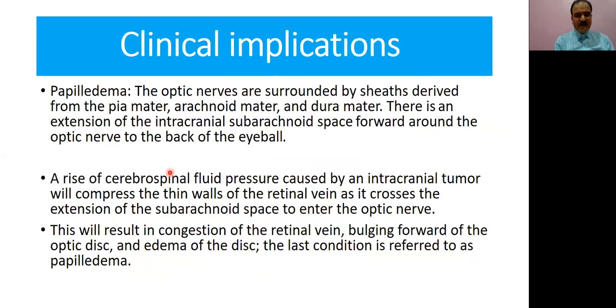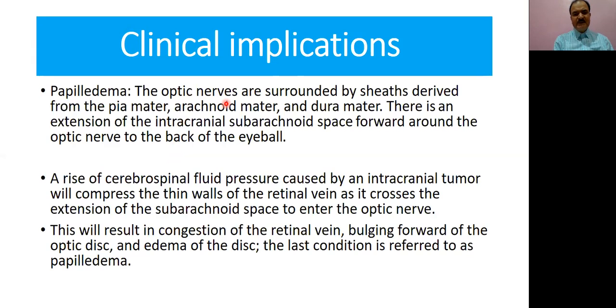Clinical implications of the ventricles. What is papilledema? As we know, the cranial nerves emerge from the brain. These cranial nerves are axons of the neurons. Typical of these nerves is the optic nerve, which, when it exits from the brain substance, takes along with it all three layers of the meninges: dura mater, arachnoid mater, and pia mater. So it also takes along the subarachnoid space.